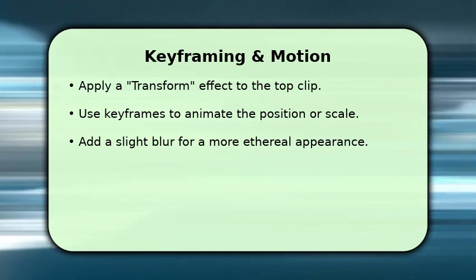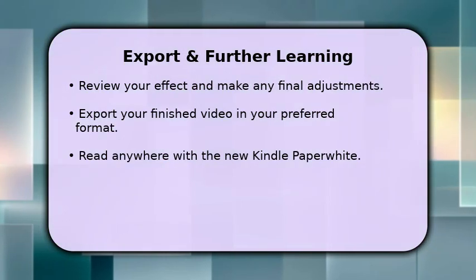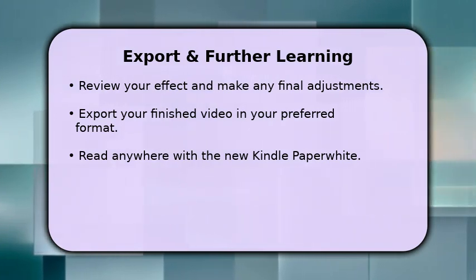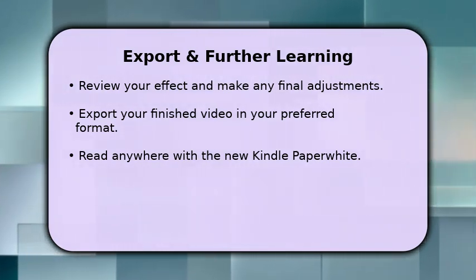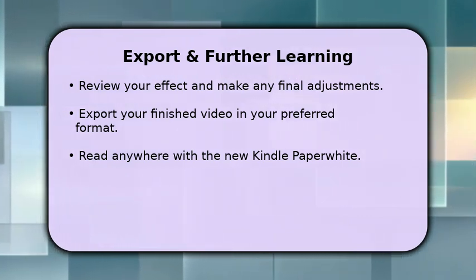Consider adding a Gaussian blur effect with a small radius, perhaps 3 to 5 pixels, to give it a softer, more ethereal look. Once you're happy with the ghost effect, review your entire sequence to ensure everything looks perfect. Make any last-minute adjustments to keyframes or opacity as needed. Finally, export your finished video in your preferred format, ready to share.